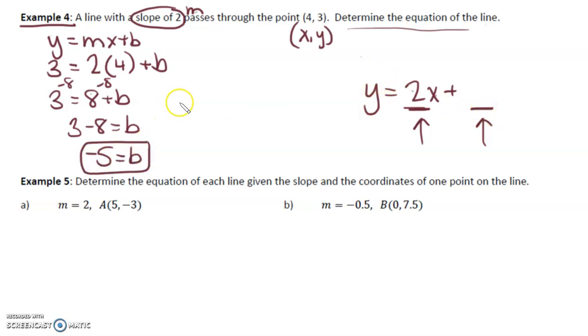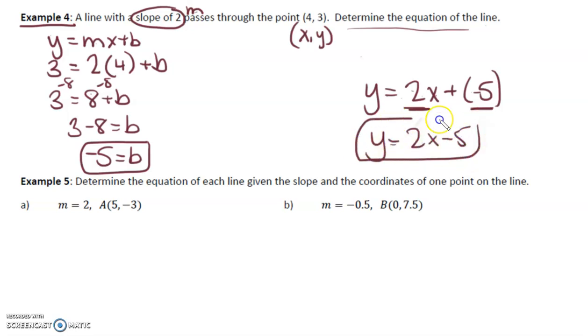So the equation of our line is y equals 2x plus negative 5. If you don't want it looking like that and you would like to just have one sign here, you can always put y equals 2x minus 5. That's probably more common.